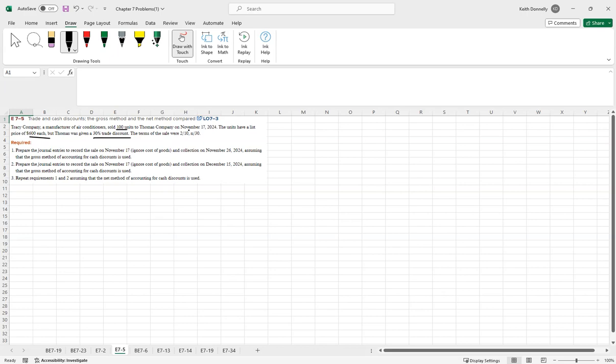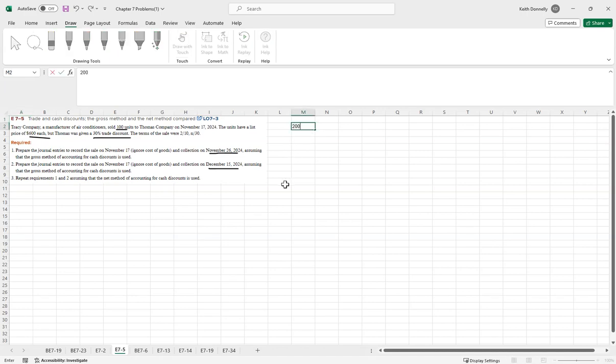Okay. So what we're going to do here, let's map this out. They give us two different scenarios. Scenario 1, they collect on November 26th. Scenario 2, they collect on December 15th. So a lot of information. As a starting point, let's just figure out what the gross sales were.